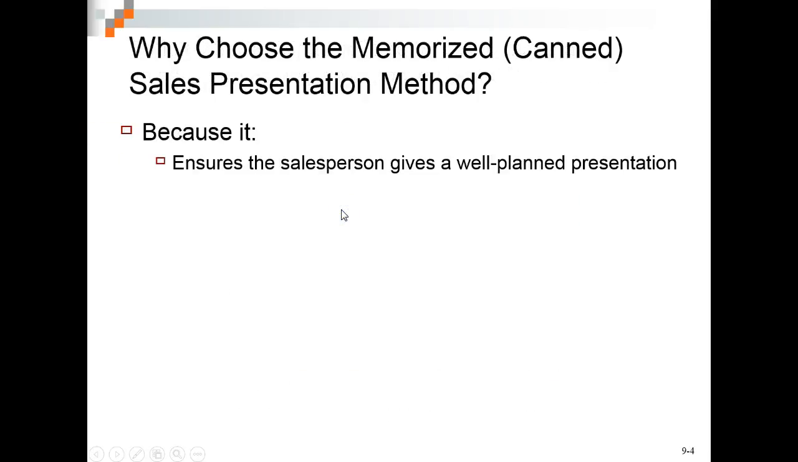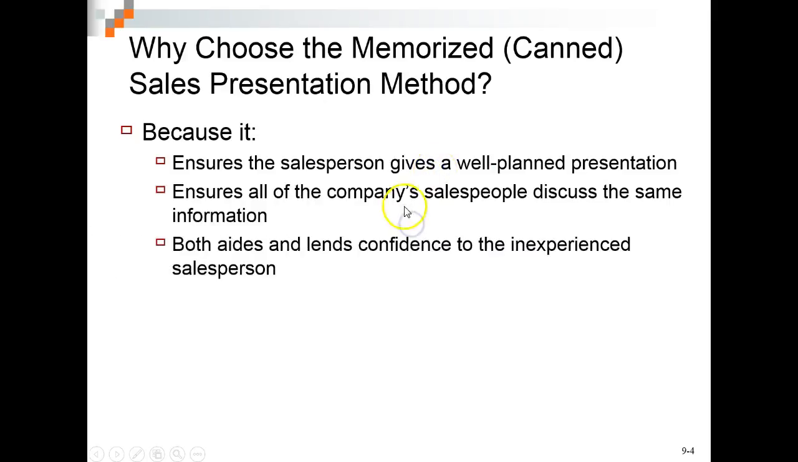Now, just because it's a script does not mean it has to be boring, does not mean it has to be tedious. The best ones, the ones that are well written and well practiced, actually flow very nicely. But we'll talk about one here in just a moment. I'll show it to you. Now, why choose this? It ensures the salesperson is going to give a well-planned presentation. This kind of comes around to this one. Both aids and lends confidence to the inexperienced salesperson.